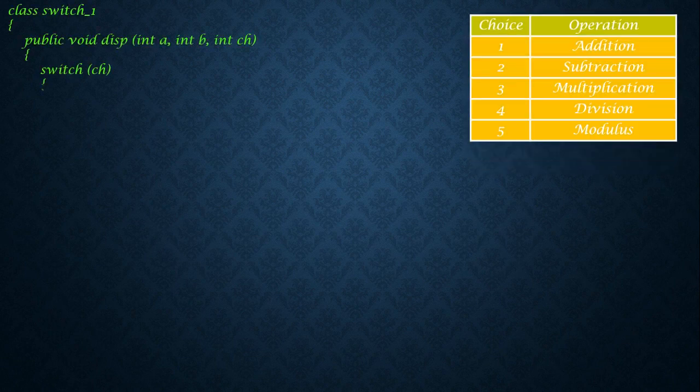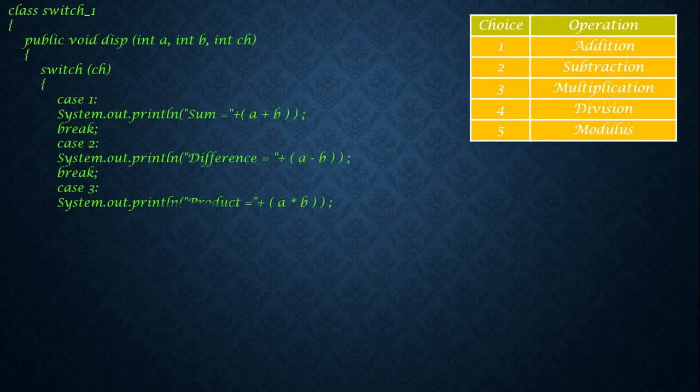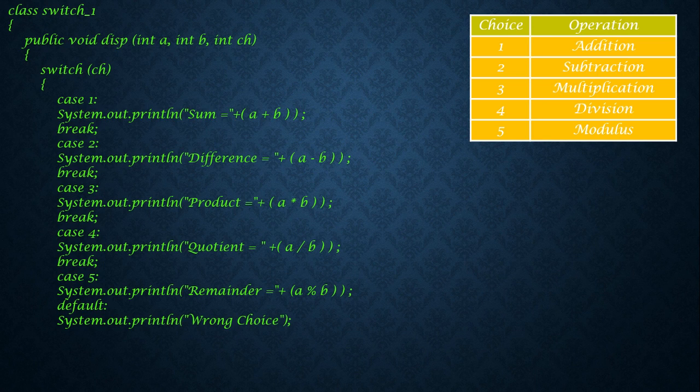So let us start the program. So here I have considered two variables a and b to store the two numbers, and one ch variable is utilized to take input one of the choices. So my switch case is acting upon this choice variable.